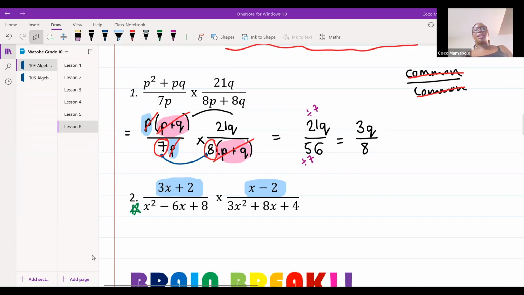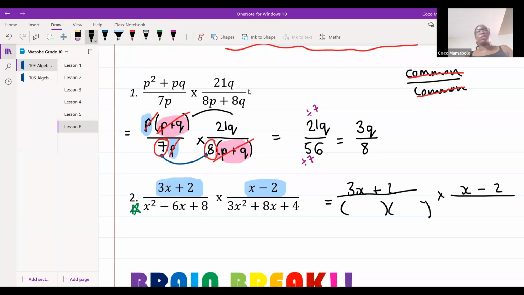Just give me 1 second. Let me see what I can do here. There we go. All right. It's a trinomial, guys. Good. So I know that as soon as I see a trinomial, I'm going to open 2 brackets, but my top's not going to change. So I'm just going to go 3x plus 2. And at the bottom, open brackets, open brackets, times x minus 2. And we'll talk about this bottom part just now.